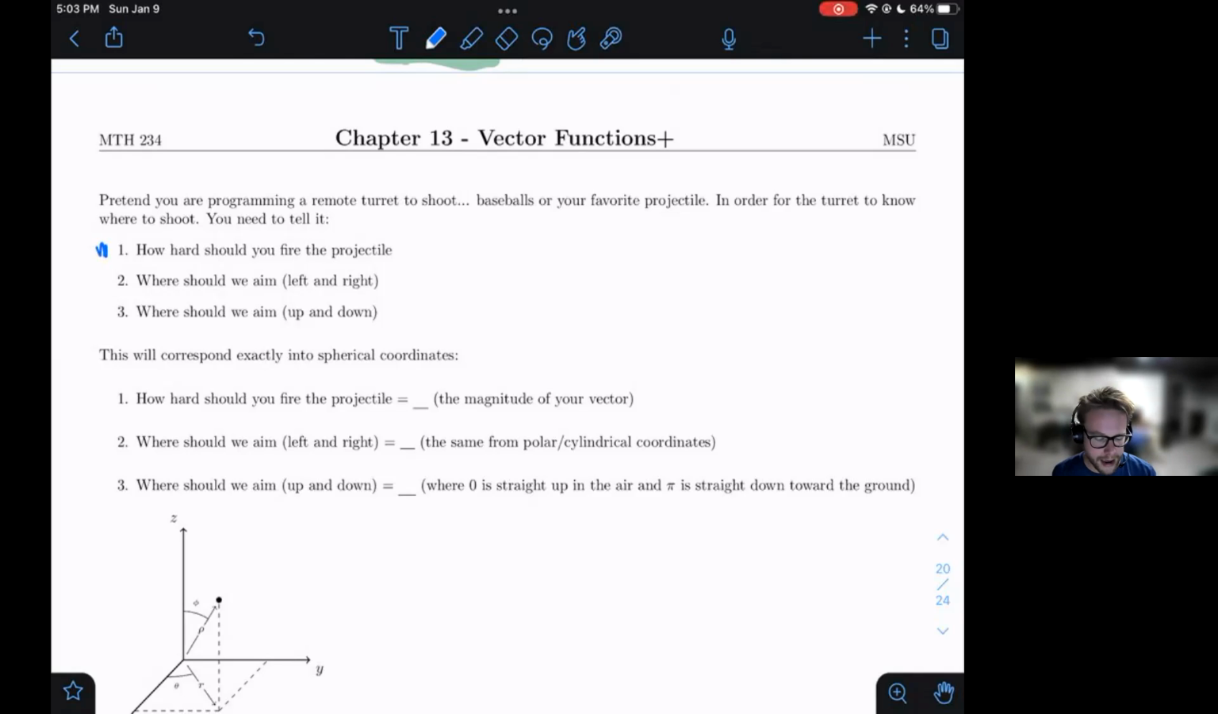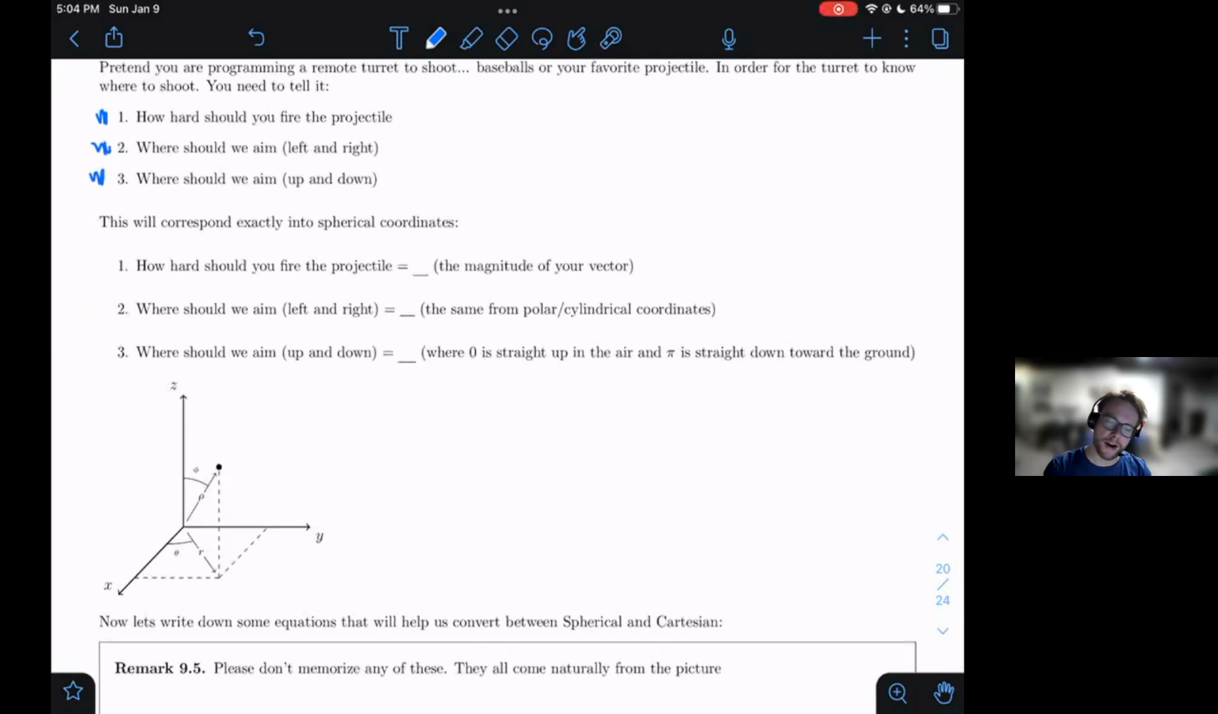Where should we aim left and right? Usually there's some rotation like this. And then also, where should we be looking up and down? Those three variables are the exact variables in spherical coordinates. So in spherical coordinates, how hard you should fire the projectile is, in fancy math speak, the magnitude of our vector.